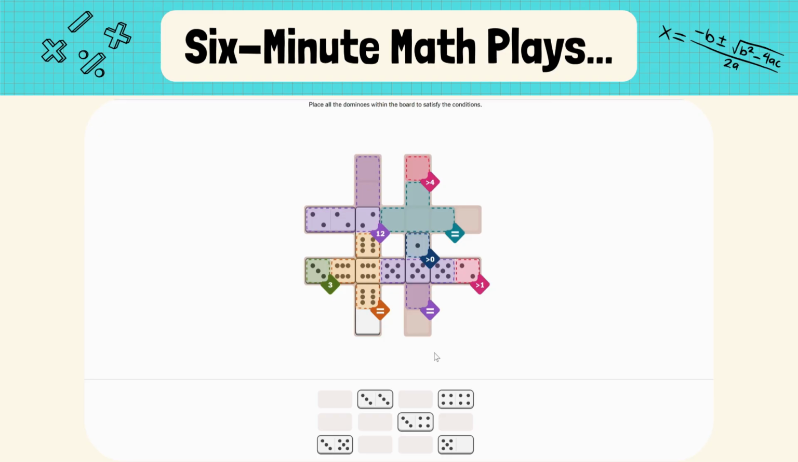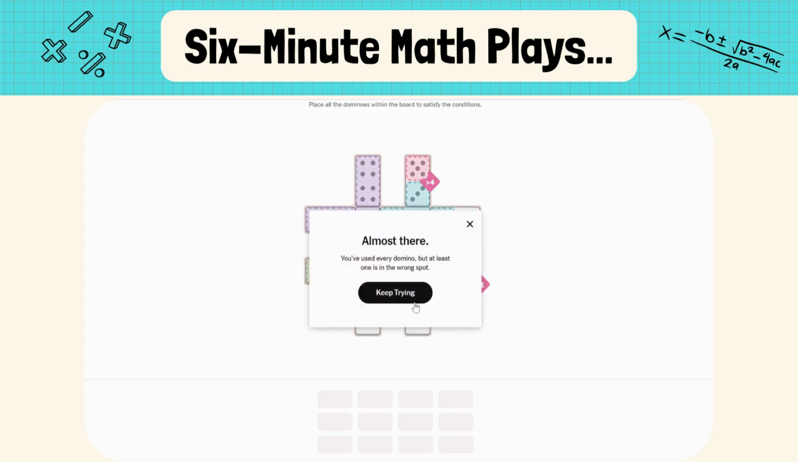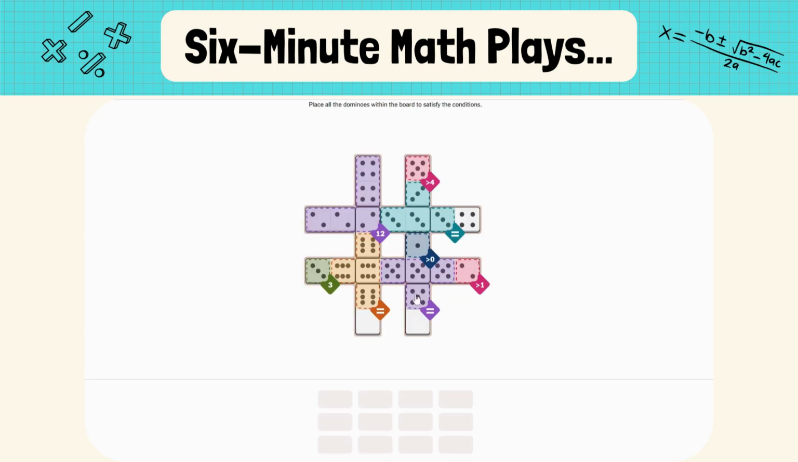I think I'm going to run out of numbers again. My double 3 does have to go in one of those places. That has to go there. That goes there. That goes there. I don't think this is enough. Almost there. That one is wrong, because I don't have enough. But I like this.